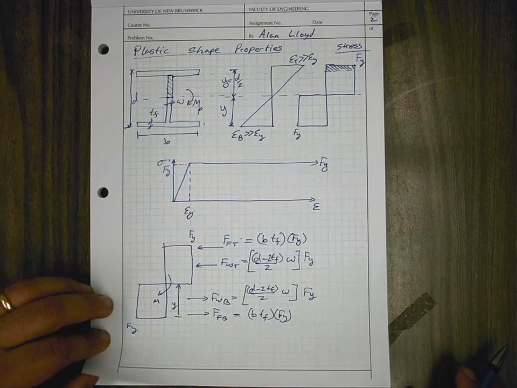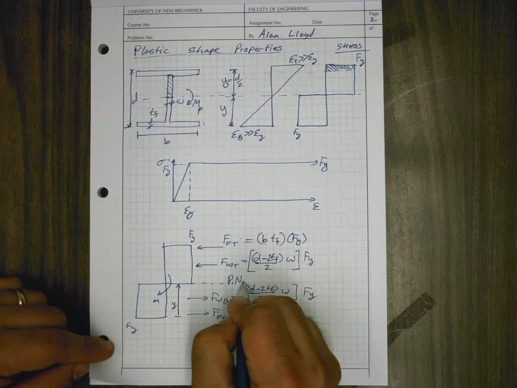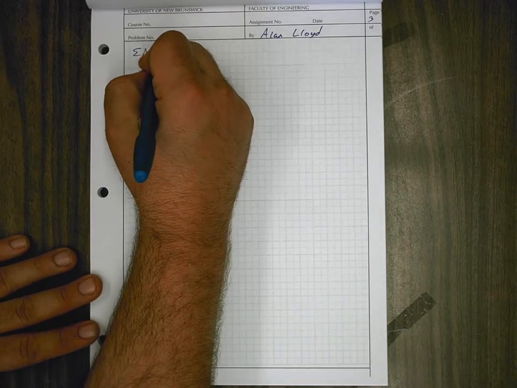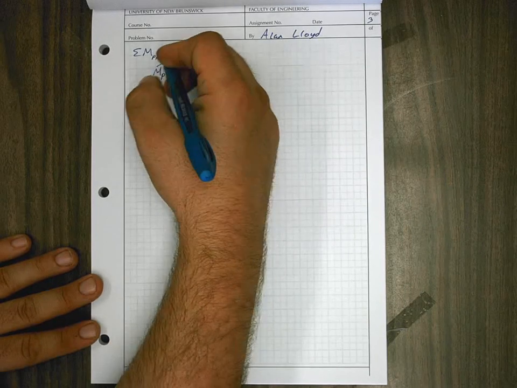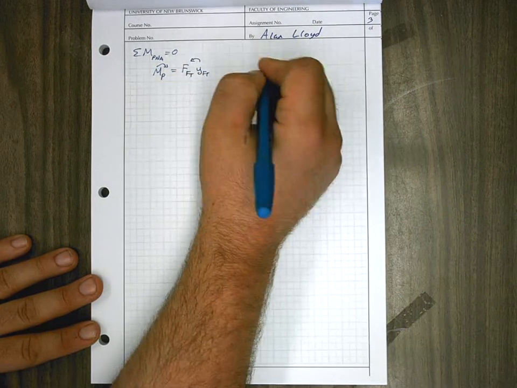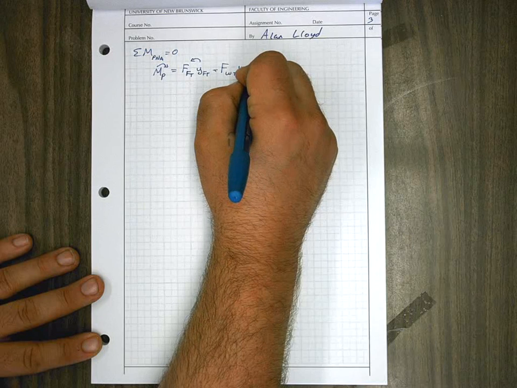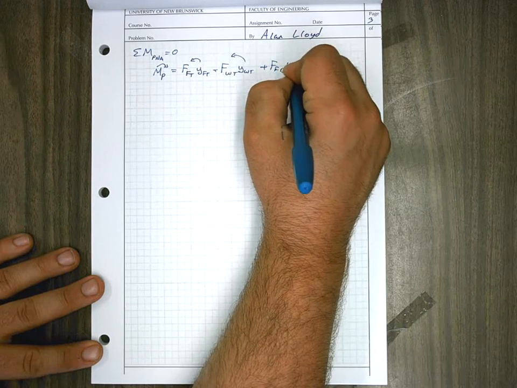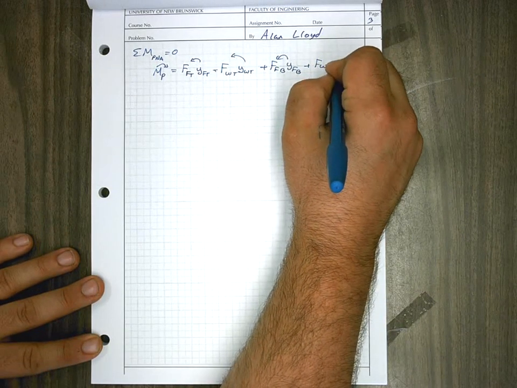So now we can solve for the value of the plastic moment by taking the sum of moments about this neutral axis location. We call that the plastic neutral axis. If we take the sum of moments about the plastic neutral axis and set that equal to 0, we end up with MP, and I drew it as going this way, is equal to F flange top times Y flange top going in that direction, plus F web top times Y web top, rotating counterclockwise, plus F flange bottom times Y flange bottom, still the same direction, plus F web bottom times Y web bottom.